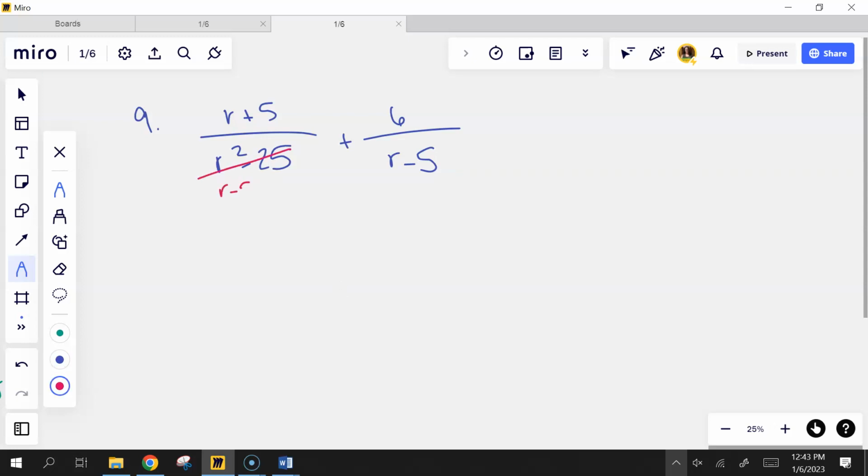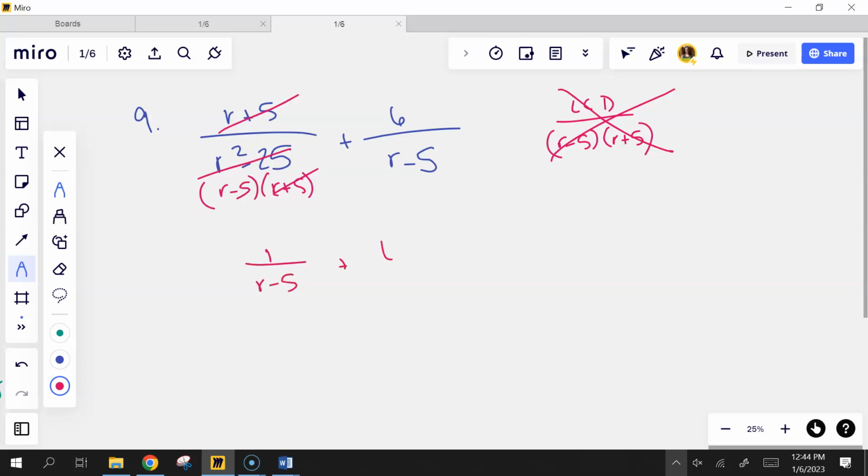This is actually R minus 5, R plus 5. So what's my LCD, my least common denominator? R minus 5, R plus 5. Oh, dang, why'd they give us this? Oh, this is actually a really easy one then. So then it's 6 over R minus 5? So then it's 1 over R minus 5 plus 6 over R minus 5, which is 7 over R minus 5.